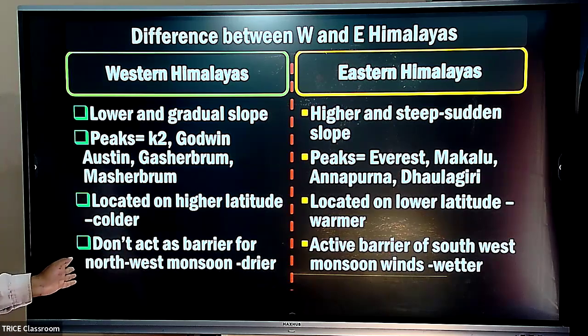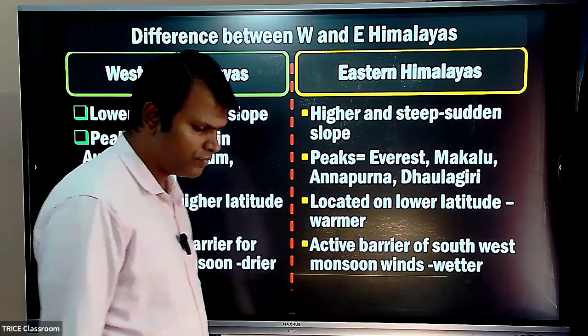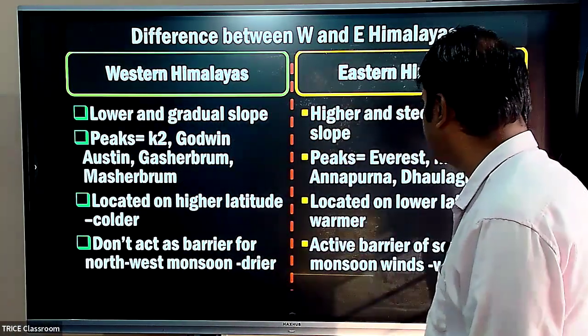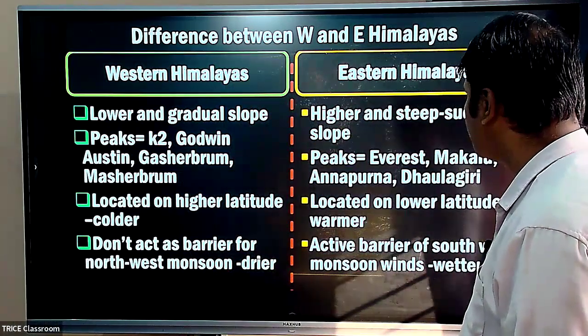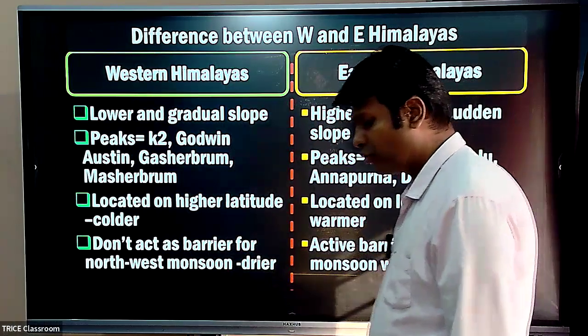So they don't act as a barrier. The northwest monsoon winds can actually pass through this particular range and cause rainfall. They don't stop. Whereas the Eastern Himalayas act as an active barrier to the monsoon wind. So you know very well.